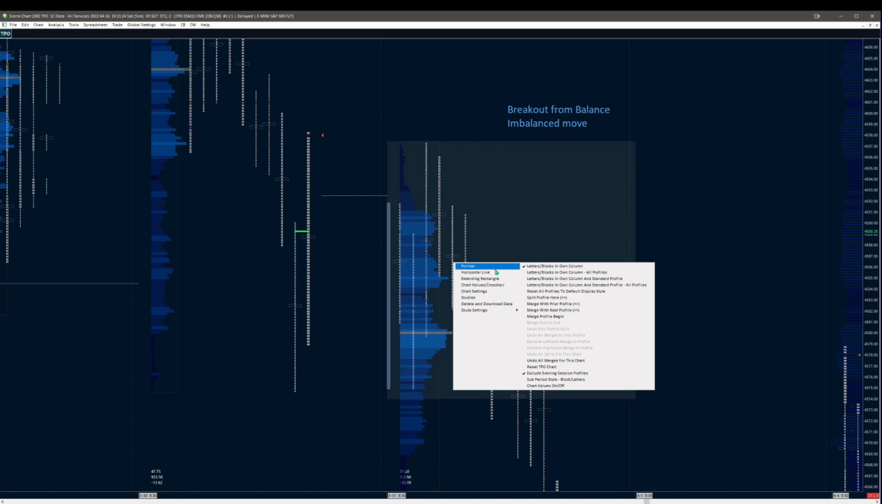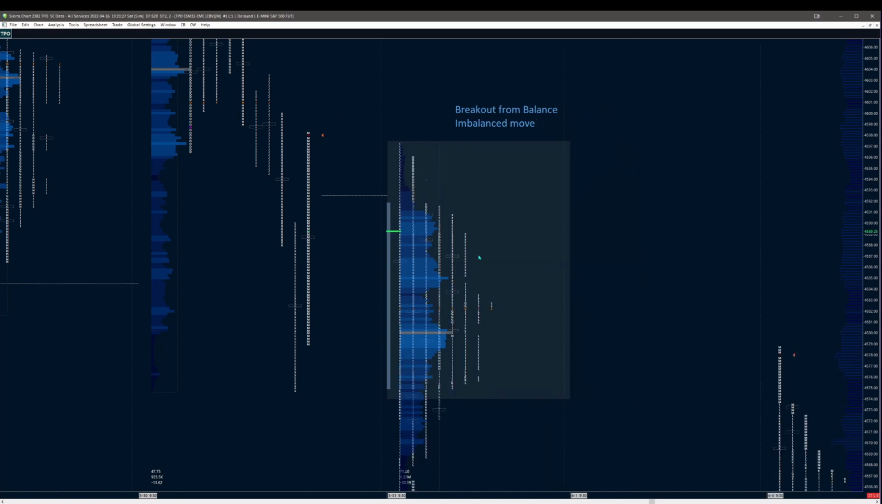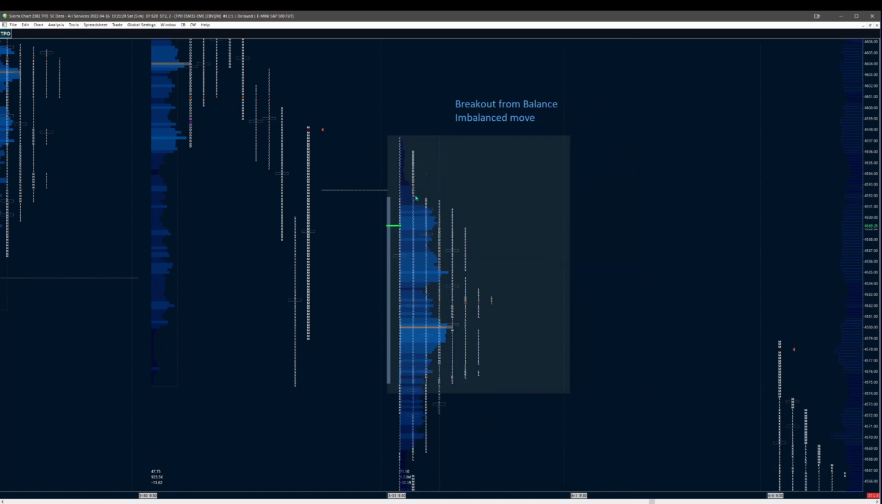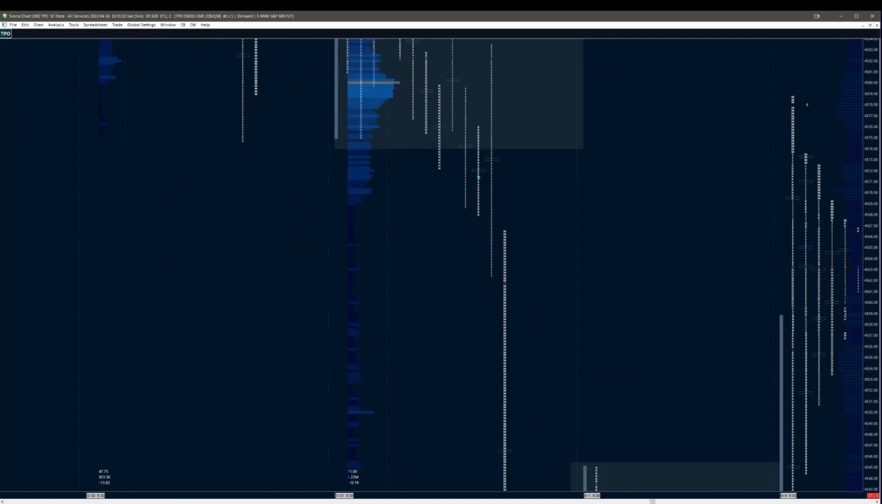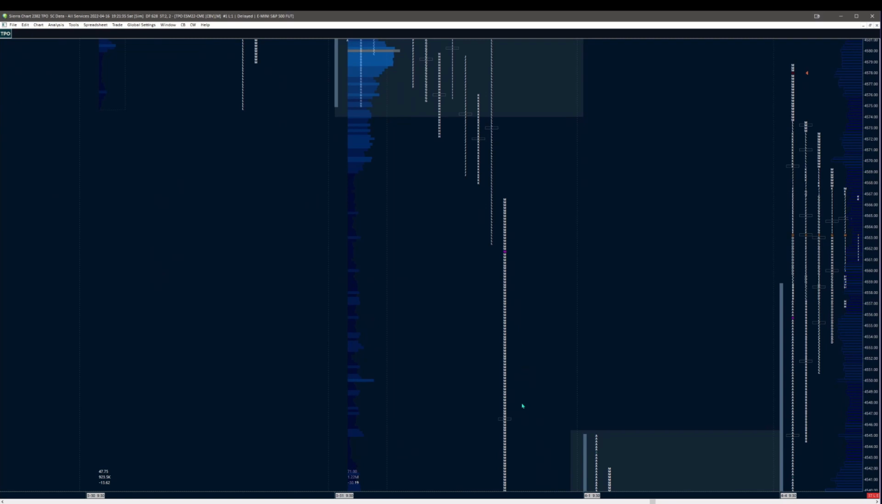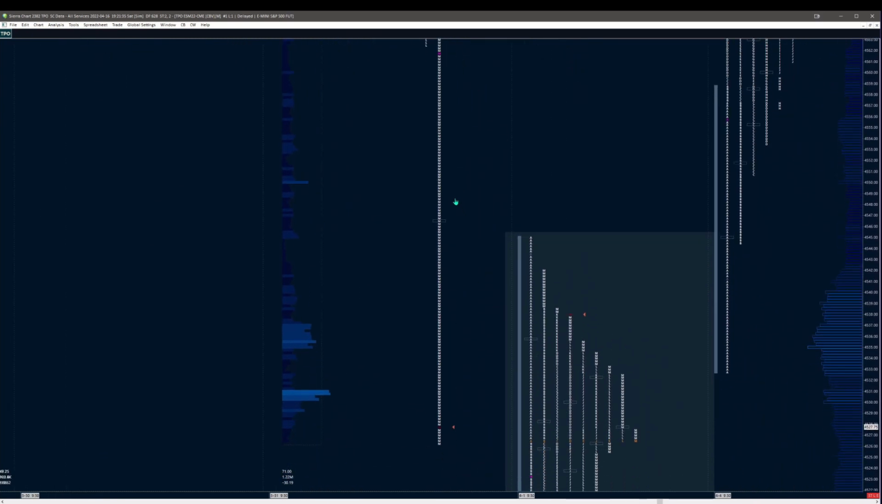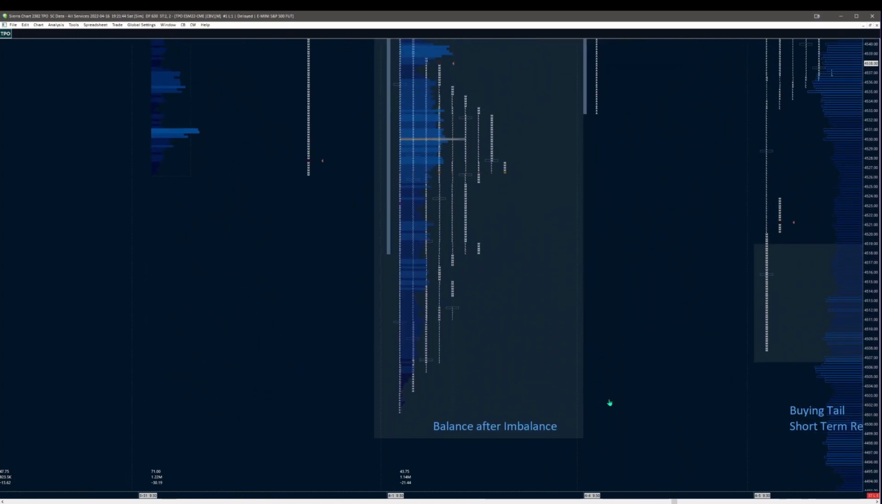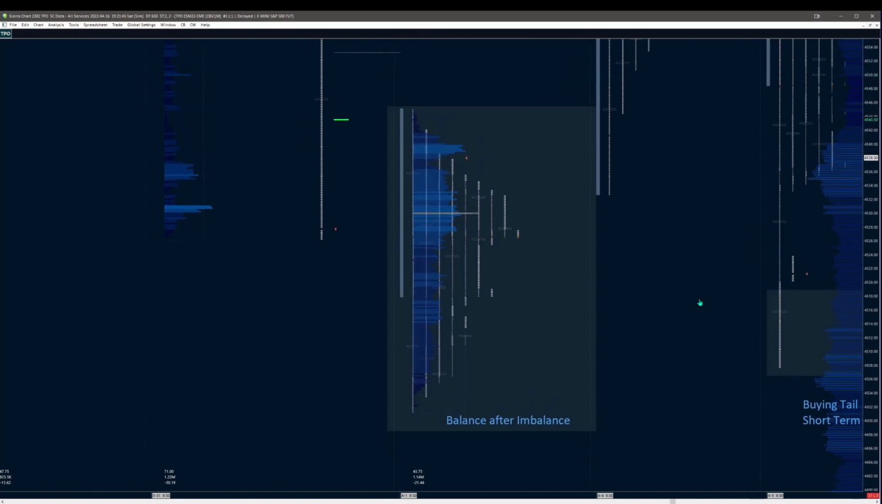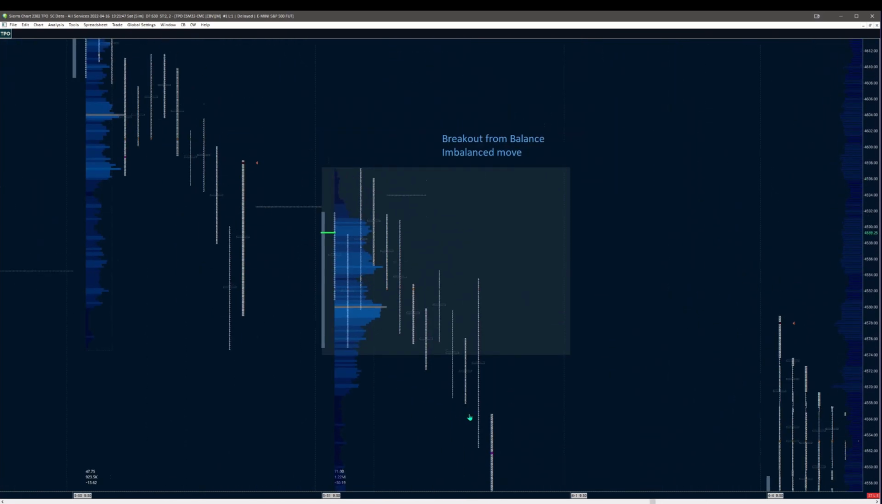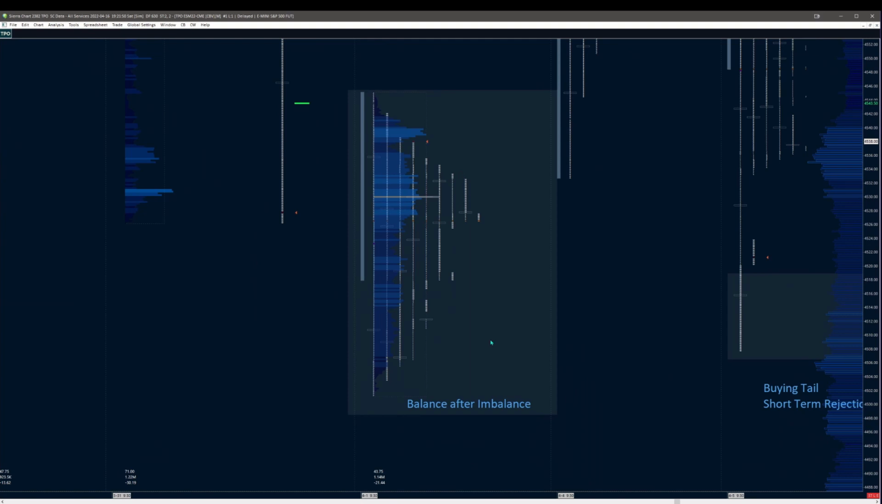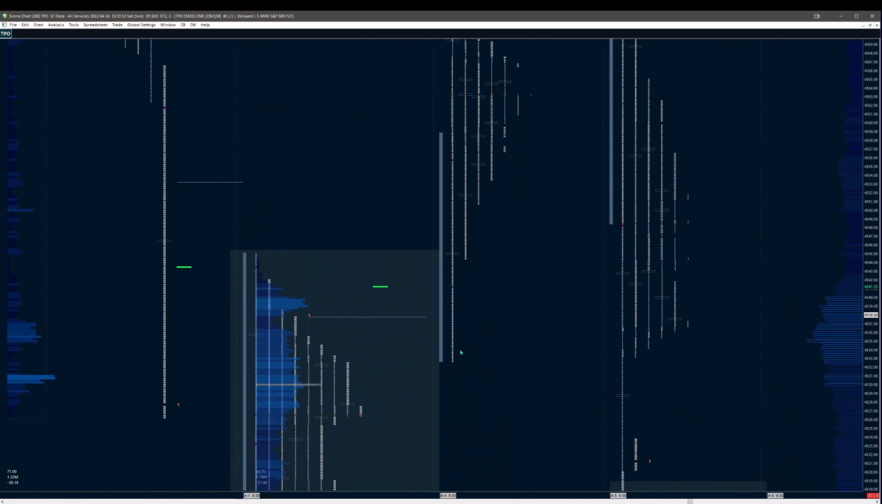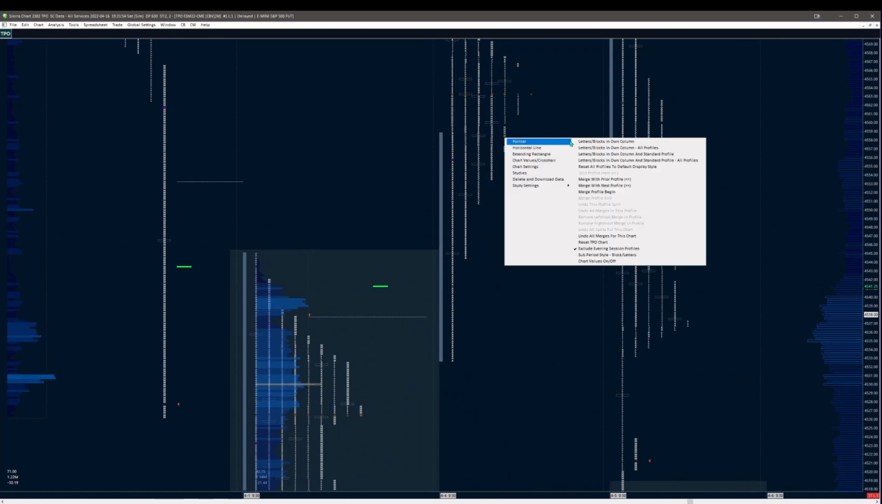Markets go from balance, how we have a chunky profile here, into an imbalance. Once we've broken through, the market imbalanced downwards, closing at its lows, into another balance. So we go from balance to imbalance, back to balance, and we imbalance higher out of this.